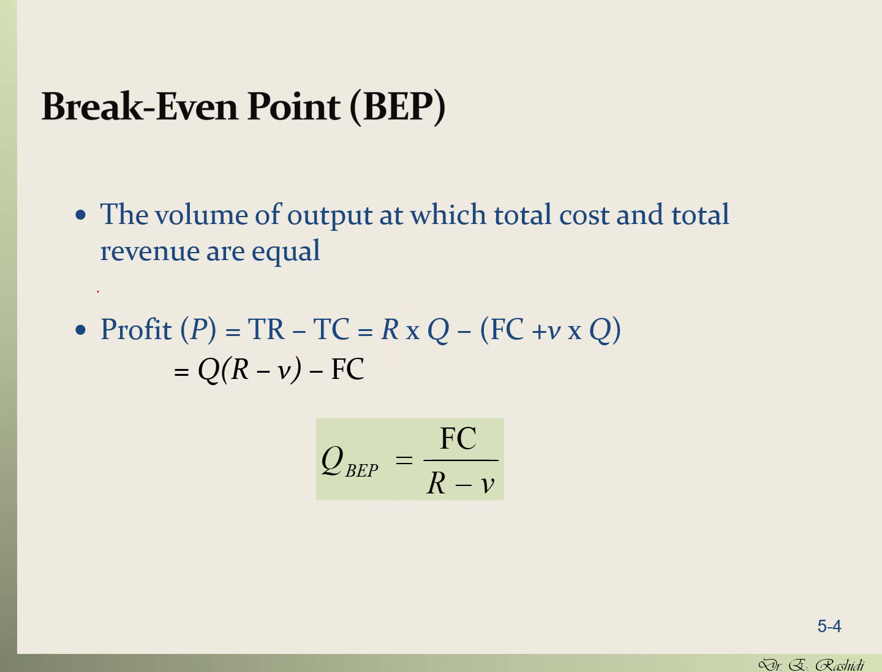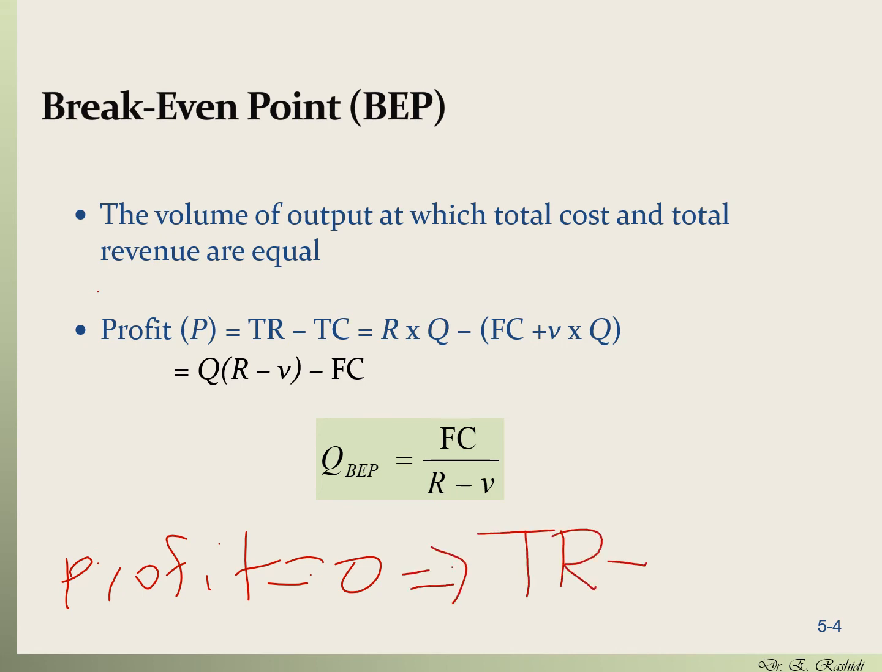Let's do it here. So we say profit is equal to 0. That's the break-even point. At what quantity is profit equal to 0? This means that the profit is the total revenue minus total cost, so this is equal to 0. What is total revenue? Total revenue is Q multiplied by R. R is revenue per unit, Q is how much you produce and sell, minus total cost.